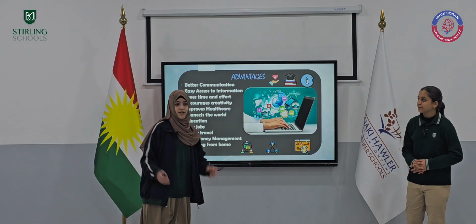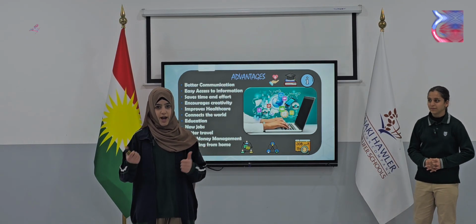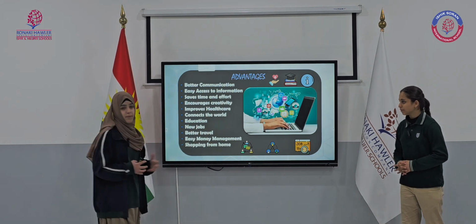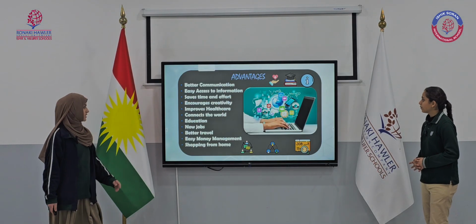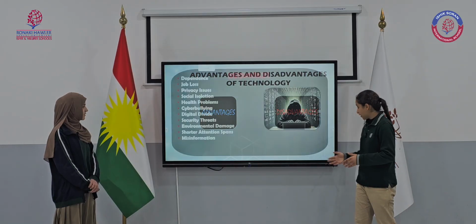Shopping from home. Nowadays, we have online shopping, for example on Shein or Amazon. We can order anything we want with just a click of a button in an app, like Shein or Amazon, as I said. Now I'll be talking about the disadvantages of technology.